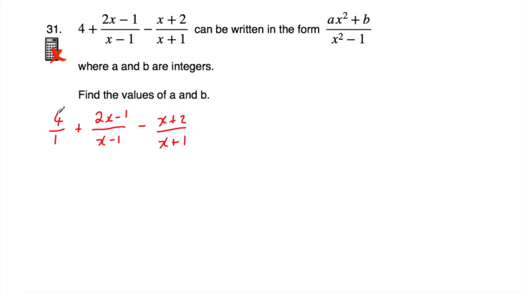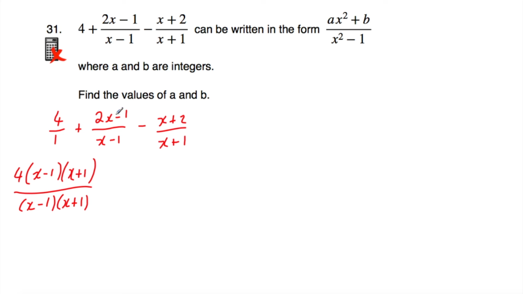So let's do that. So let's multiply both the numerator and denominator of this fraction by x minus 1 and x plus 1. So on the numerator, we would just get 4 brackets x minus 1, x plus 1. And then on the denominator, multiplying 1 by x minus 1 and x plus 1 will be x minus 1, x plus 1. So that's what we get when we multiply both the numerator and denominator of this fraction by x minus 1 and x plus 1.